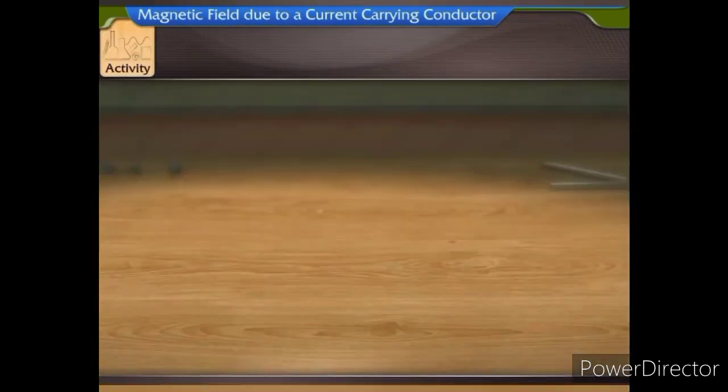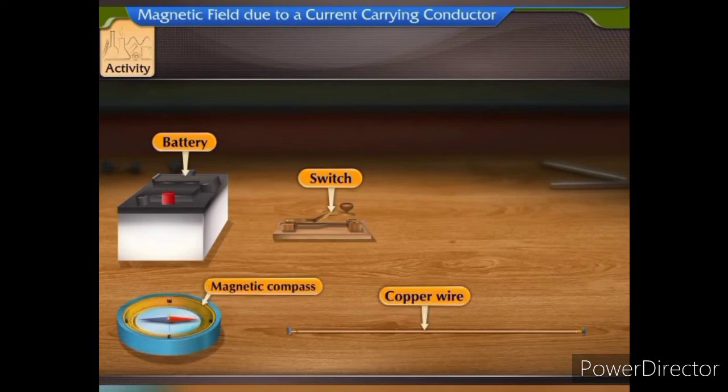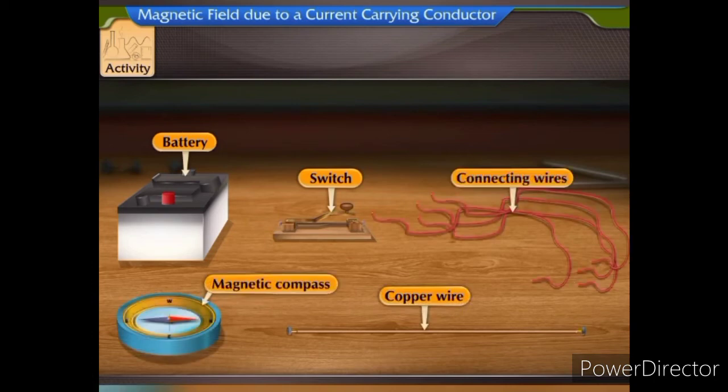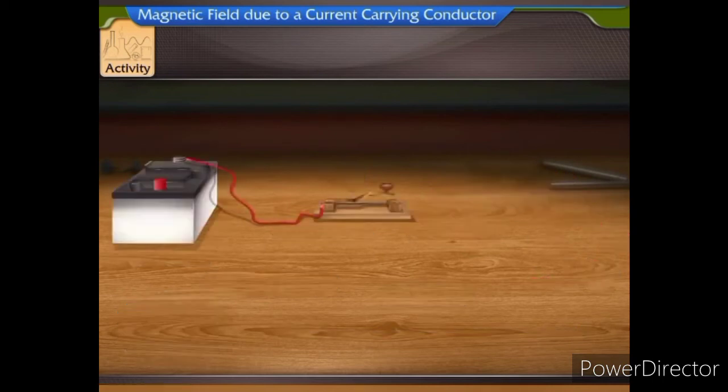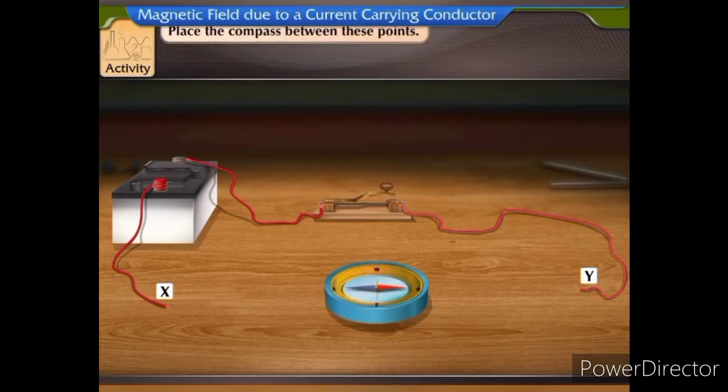To perform this activity, we require a battery, a switch, a long straight copper wire, a magnetic compass, and a few connecting wires. Connect the negative terminal of the battery to one terminal of the switch. Connect the other terminal of the switch with a wire. Similarly, connect another wire to the positive terminal of the battery. Mark the free ends of the wires as X and Y. Place the compass between these points.